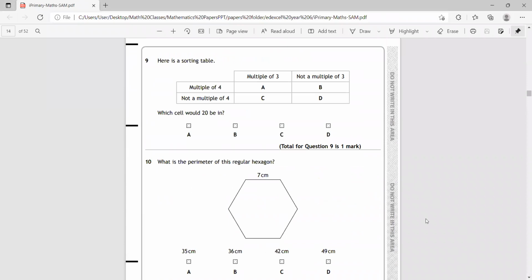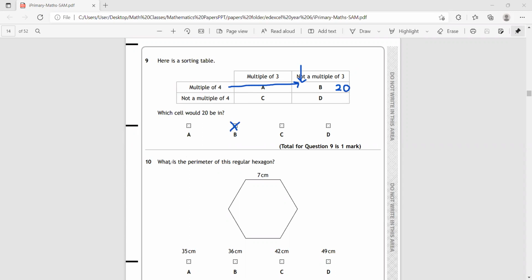My 9th question: here is a sorting table. Which cell would 20 be in? When you get 20, we have to see whether it's a multiple of 3 or not. 20 is not a multiple of 3, and it's a multiple of 4. Therefore, multiple of 4 and not a multiple of 3. According to this table, it should go to the B cell.